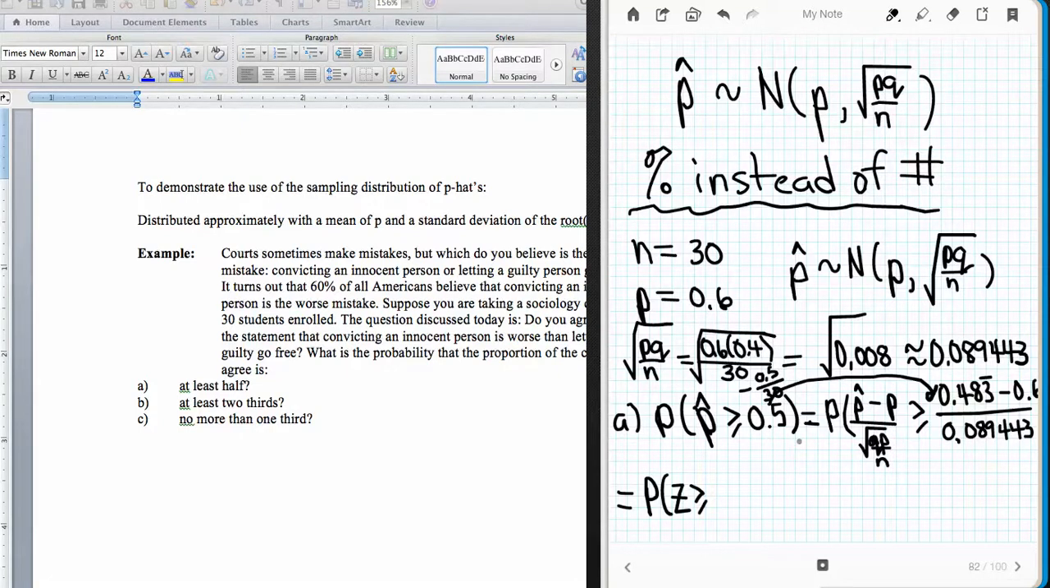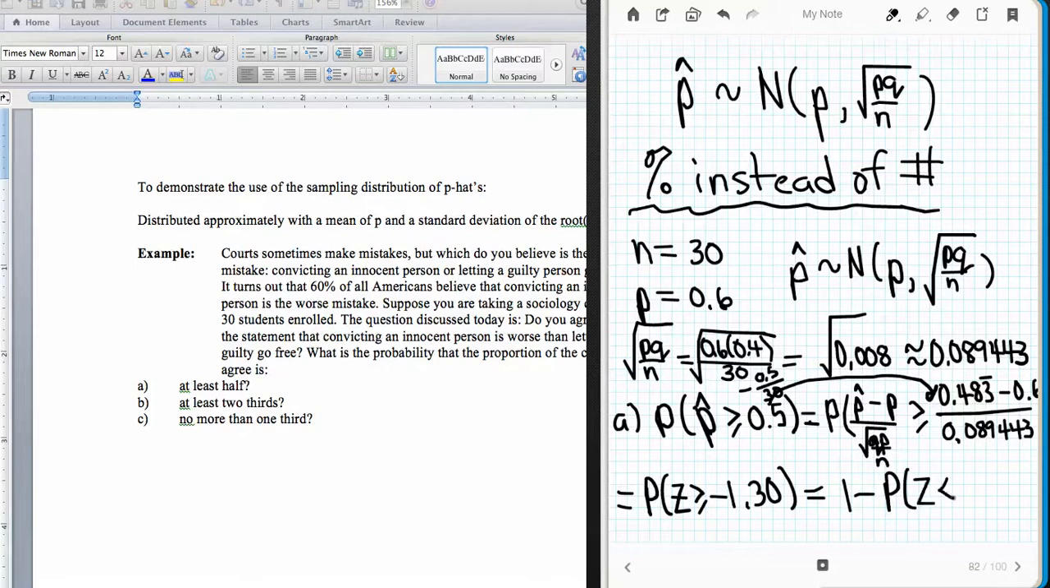So now what I have, let me subtract 0.6 from this and divide by 0.089443, and I get negative 1.30. So this is a negative 1.30. Being greater than or equal to negative 1.30 is the same as 1 minus the probability of being less than that.